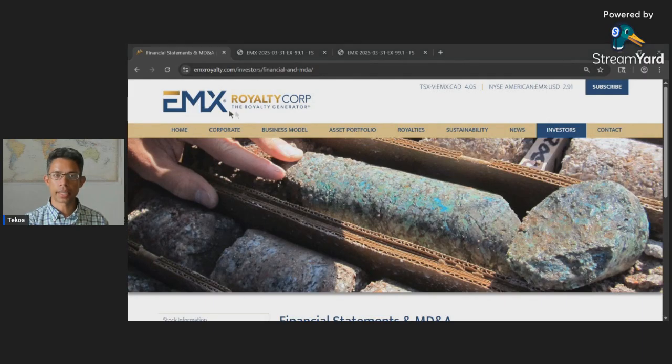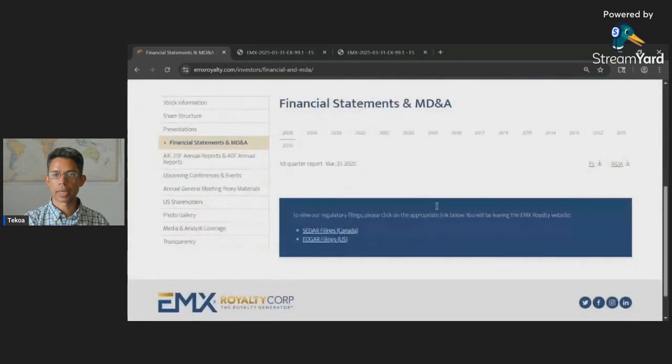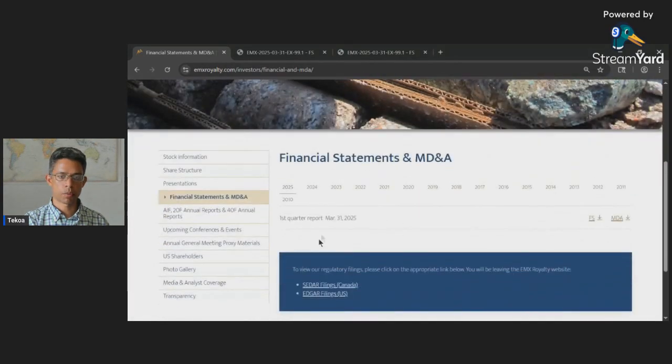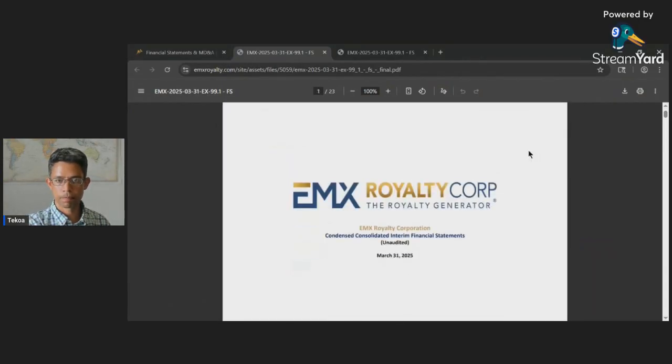So I'm going to take a calculator here and plug in 291, and I'm going to be multiplying that by a figure that's found in their financial statement. The financial statement can be found through the Investors tab, clicking on Financial Statements here, scrolling down, and there is a first quarter report, period ending March 31, 2025. Clicking on that link opens up the statement.